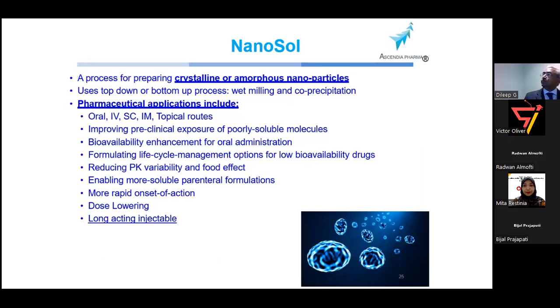The other technology that we have, again, we have a patent. There's a lot of interest in long-acting injectables. So if you're developing oral formulations or injectables, we do have the capabilities. We can even further help our clients depending on what application they're looking for. We also have topical capabilities in-house as well.